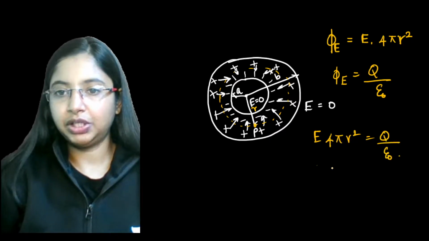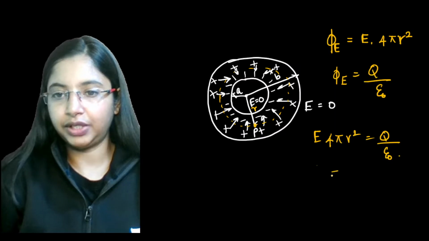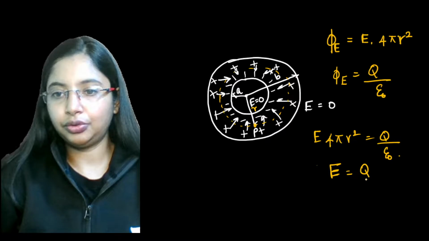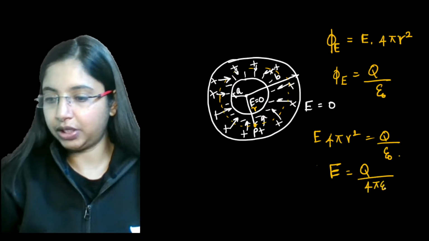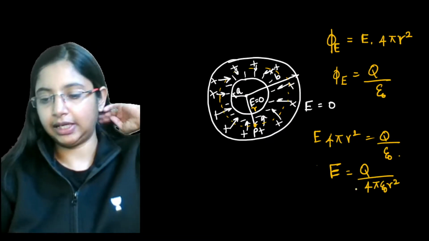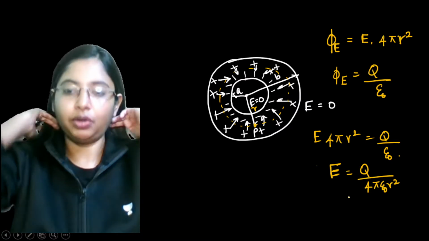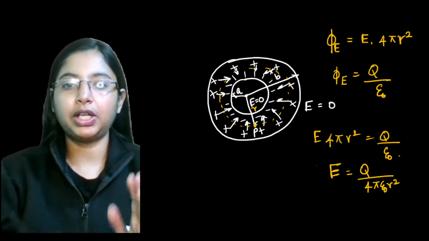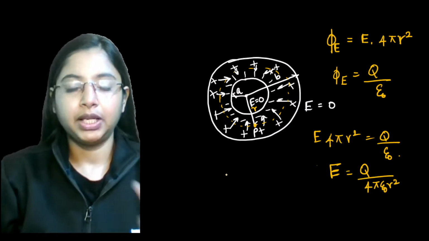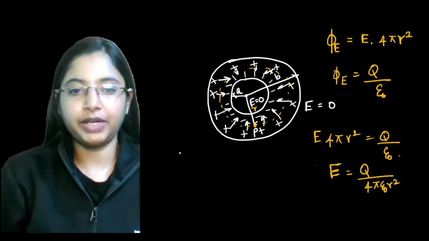So from here you will get the electric field equation as Q by 4 pi epsilon naught r squared. That will become your electric field equation. Now we know the electric field. How do we get the potential at this particular point? Now if you want to get the potential, it is very simple.